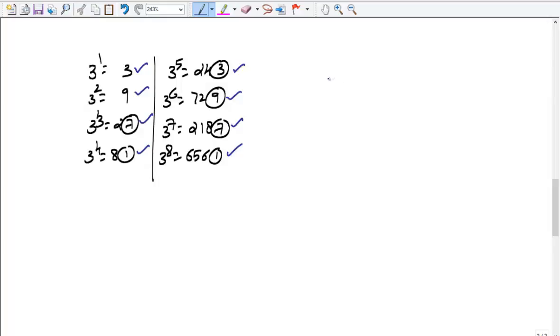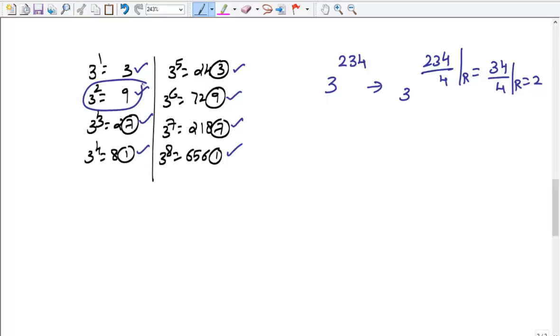Now if you are trying to find 3 power 234 unit term, that is 234 by 4. Why 4? Because the number of different unit digits that we get in a 3 cycle is 4, so we need to divide the power by 4. So the remainder depends on the last two digits. 34 by 4, the remainder is 2. If the remainder is 2, then it is the second term of the cycle.